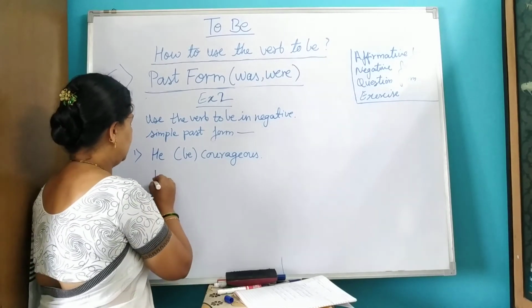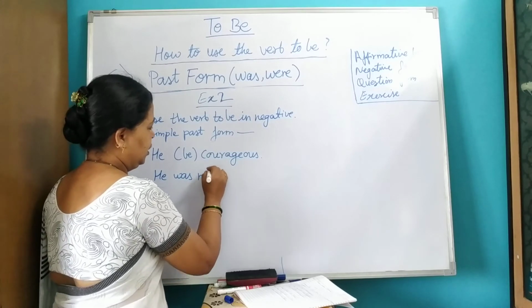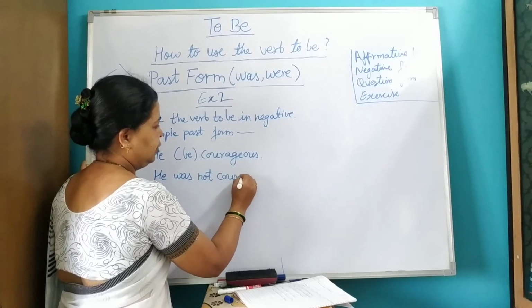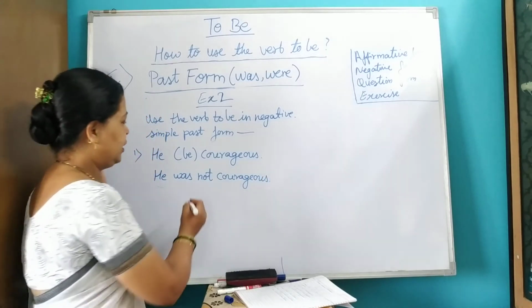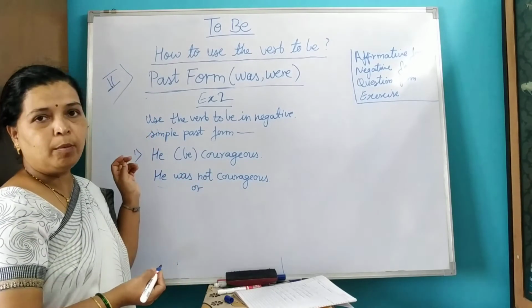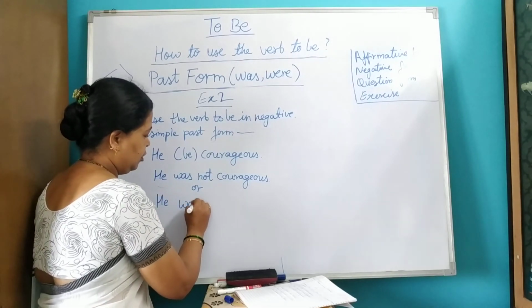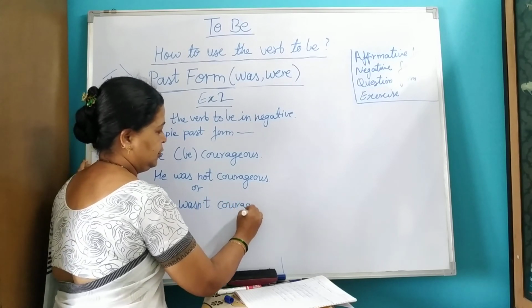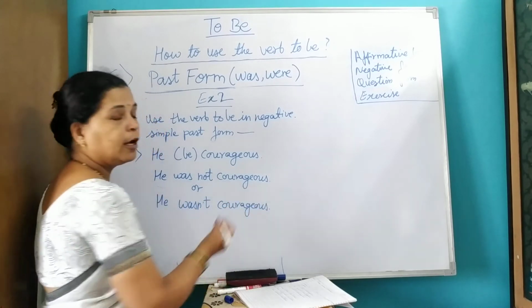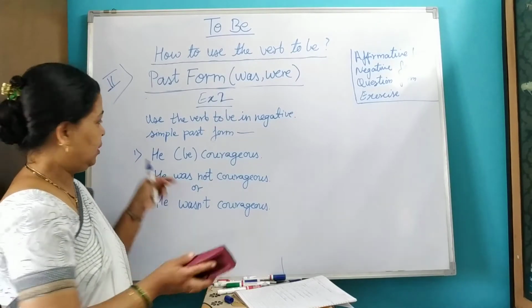So he wasn't courageous, or we can also write he was not courageous. So two forms. So he was not courageous, or in the contracted form also we can write he wasn't courageous. Okay, so let's see another sentence.